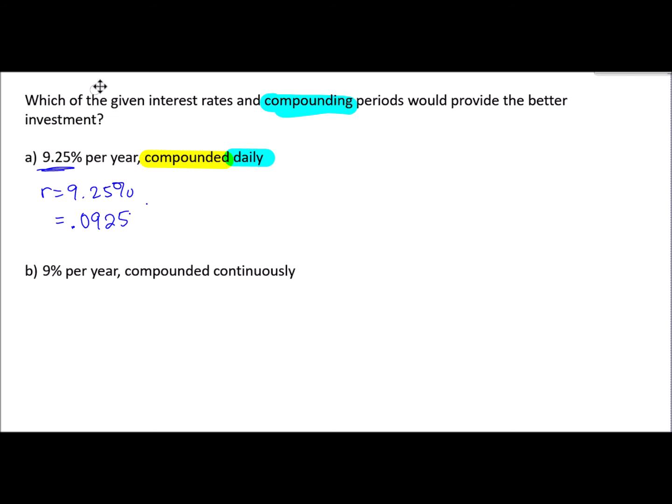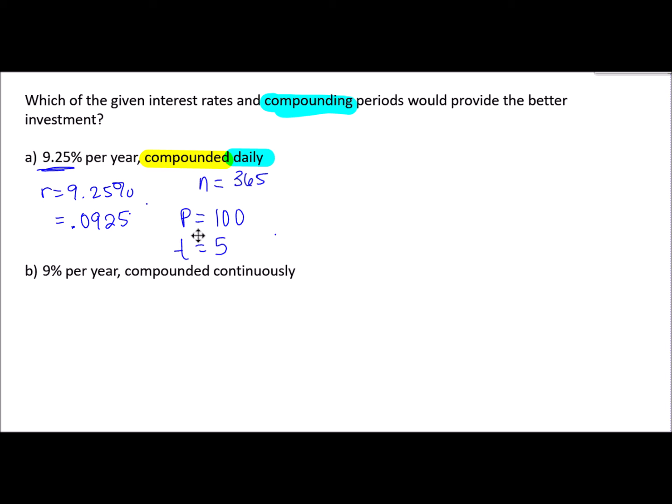And then you ask yourself, how many days are there in a year? 365. That's going to be our N. Now, it doesn't give us a P or a T. That's because you can pick any one you want. I'm going to keep it easy and just do P of 100. And we're just going to do T of, let's say, 5 years.